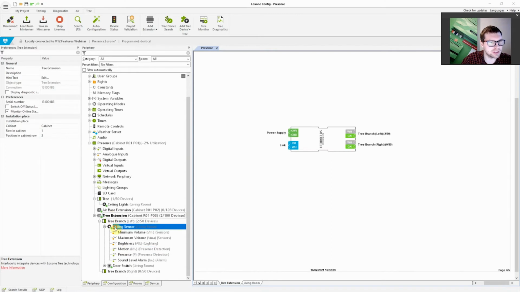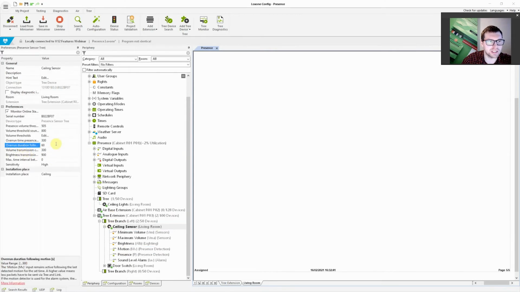That is because of this parameter here. So it will hold the last trigger of motion on for 60 seconds. So any parameters you set on things like lighting controllers, always expect them to stay on for that amount of time after you expect them to. That is fine. In a normal, everyday situation, an extra 60 seconds in a room really has no bearing.